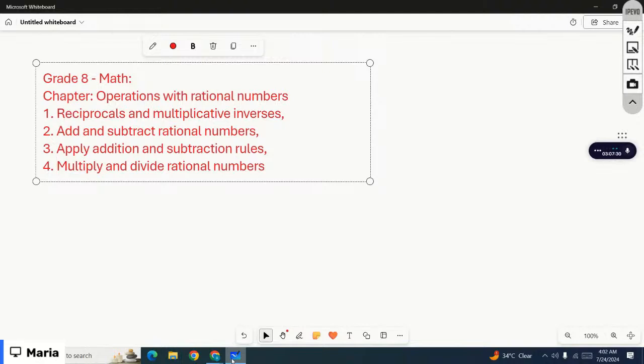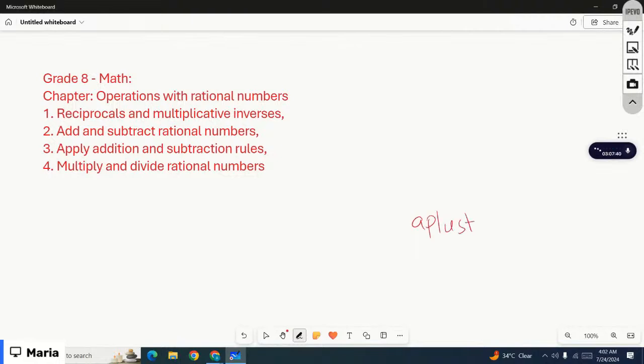We are here for grade 8 math. You can find all the lessons on aplusstudents.com. You have to log in there using your email address and password as provided by the administrator. Then you have to select math from the subject tab. Scroll down to grade 8 math and then click on lessons. There you can find a list of the chapters. We're going to start with the chapter of operations with rational numbers.